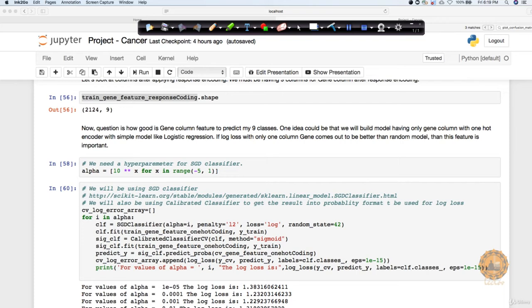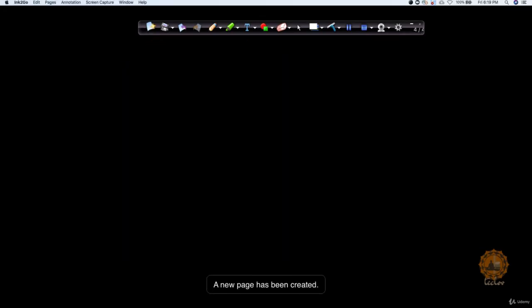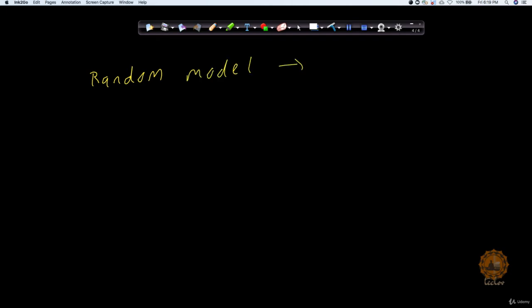Once we have got that, the question is how good is this gene column for my final output, right? Now, what is the way we can go and test that? One nice method is that we have already created a random model, and there we have seen what my log loss is. So we know my log loss was, let's say, 2.35. I do not exactly recall, but let's say it was 2.35.